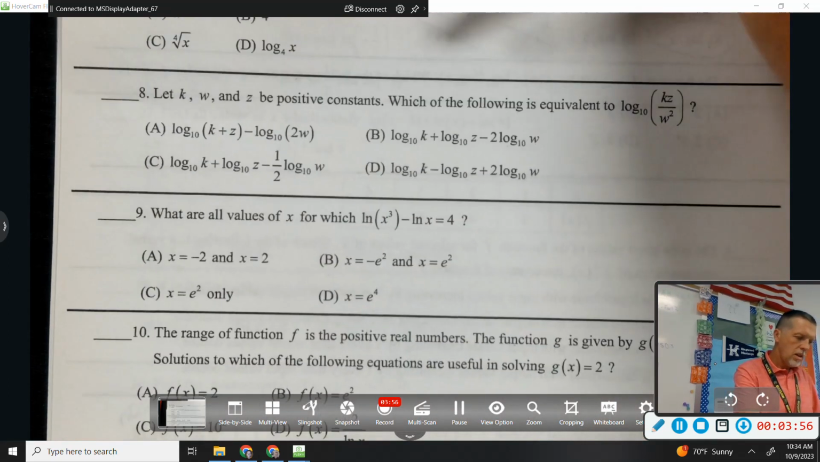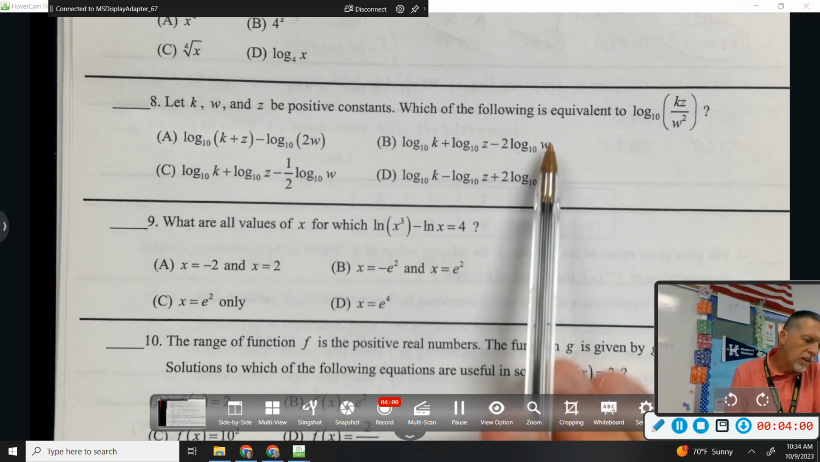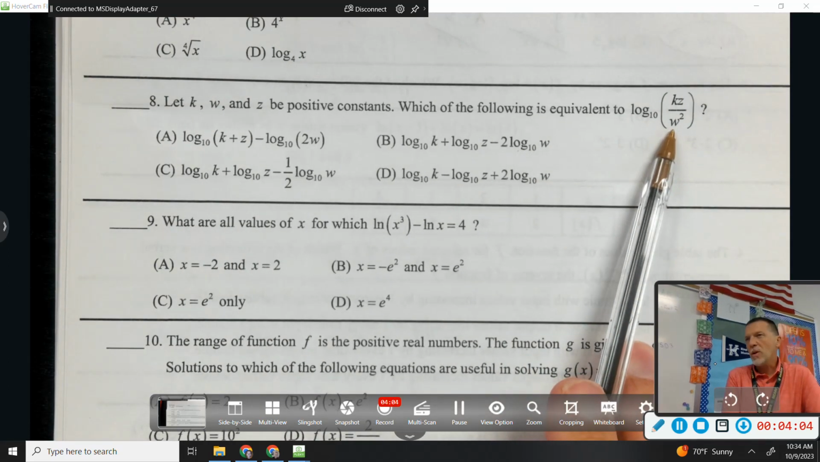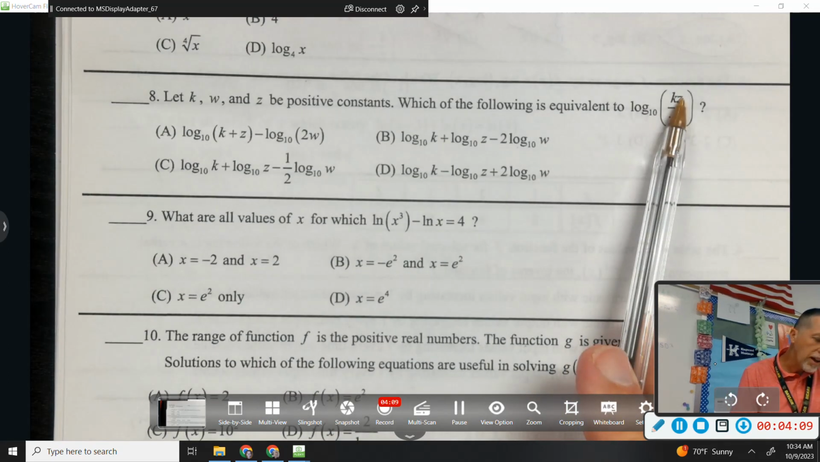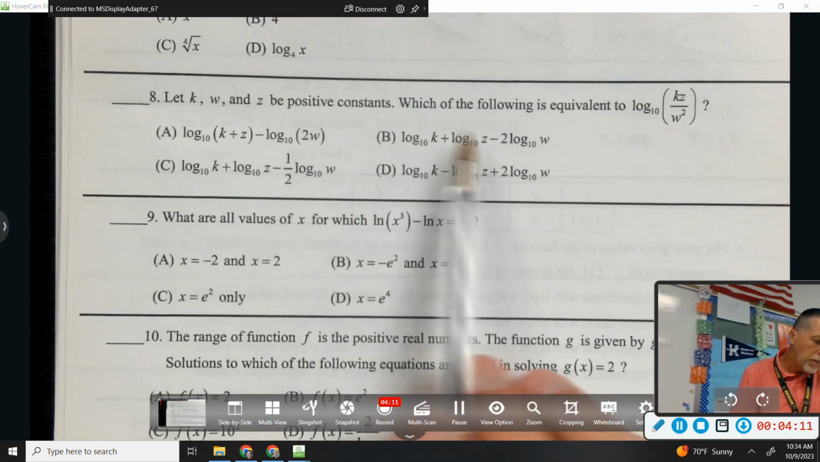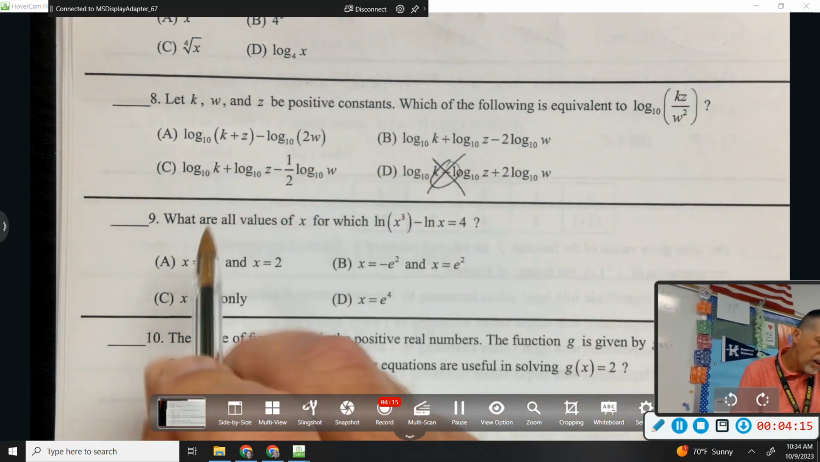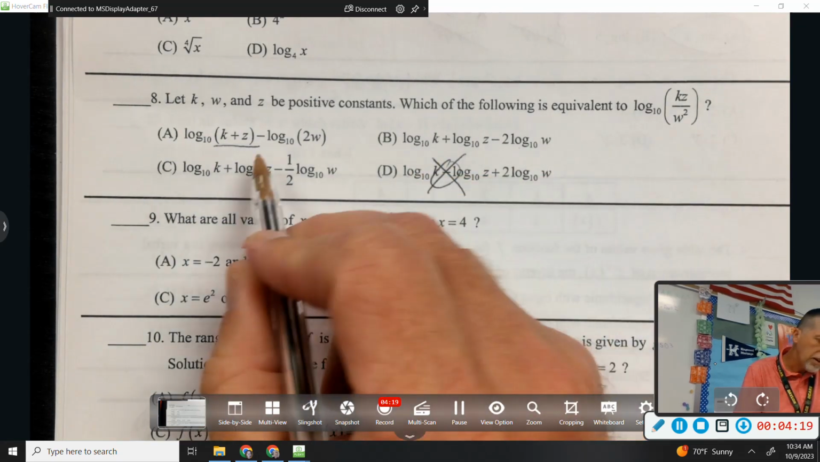Number 8. Let k, w, and z be positive constants. Which of the following is equivalent to? Okay, so this is just like a log property question. Anything in the top should be positive because they're being multiplied. So k and z should be positive. Okay, that kind of works with A, or wait a minute, you can't do that.